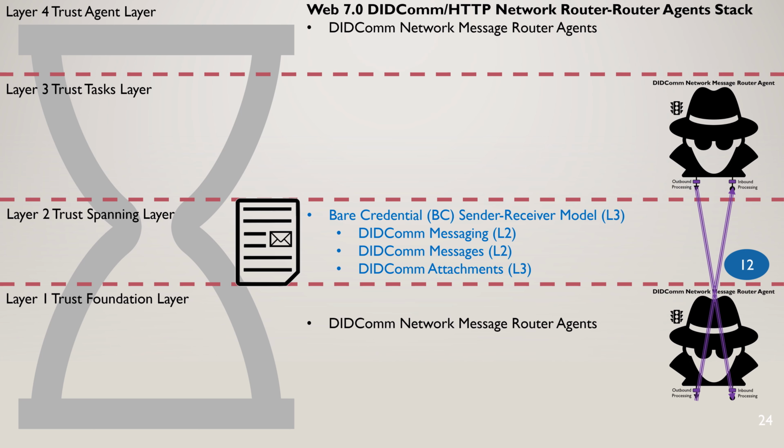This is the network router to network router agent stack. So this is the stack. This is the blue dots in the original layer 6 model. Once an agent drops a message, let's say into that top network message router agent, that agent talks to other network message router agents to intelligently deliver those messages through the network.